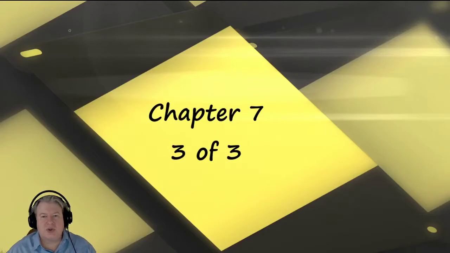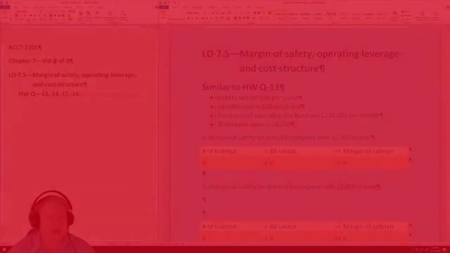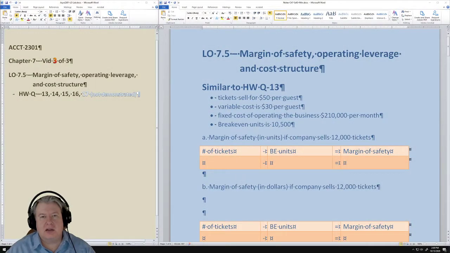Okay, welcome to the third video of Chapter 7. We're going to be covering the last learning objective, and that learning objective is 7.5, Margin of Safety and Operating Leverage. Just a little word about this.